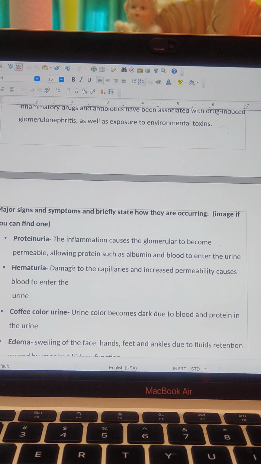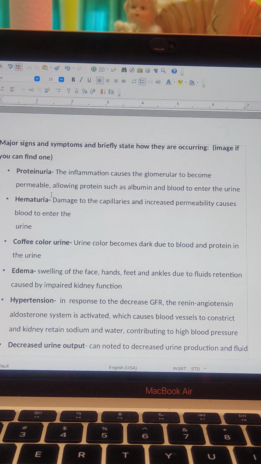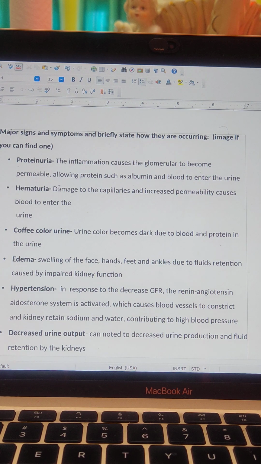Major signs and symptoms: proteinuria, which is protein inside the urine, is a sign of glomerulonephritis. Proteinuria is caused by the inflammation, as the inflammation causes the glomeruli to become permeable, allowing protein such as albumin and blood to enter the urine. So this will cause protein in the urine.